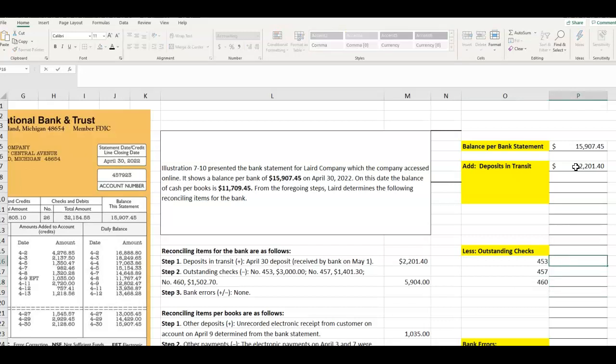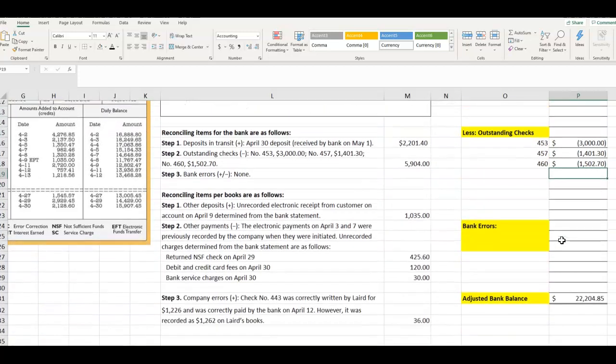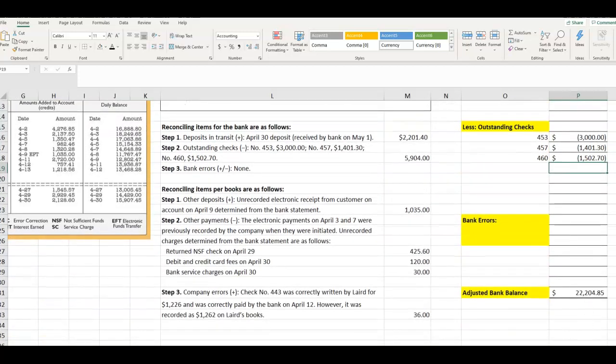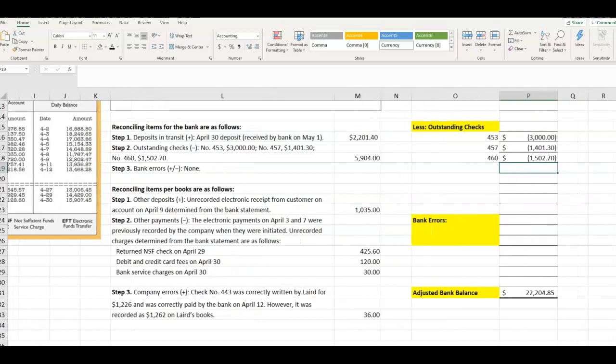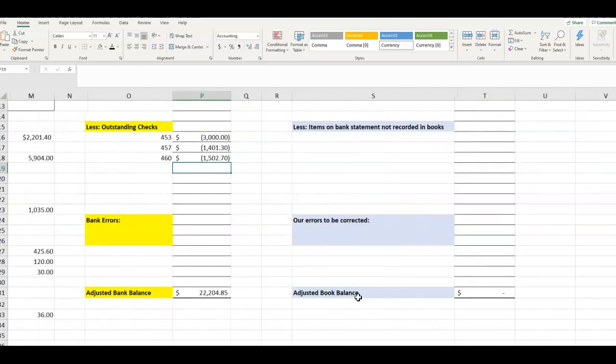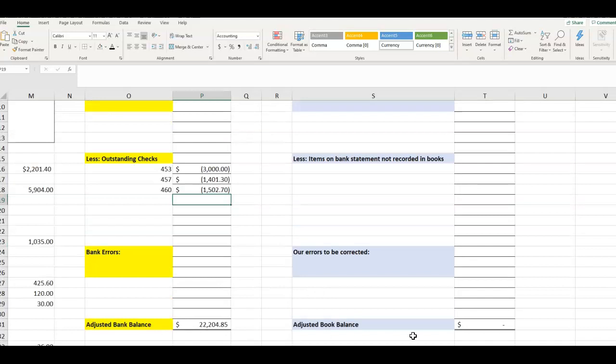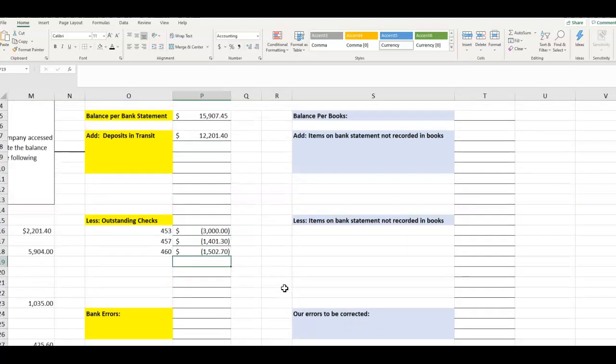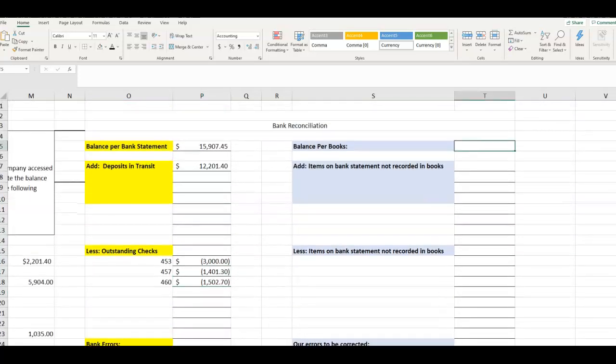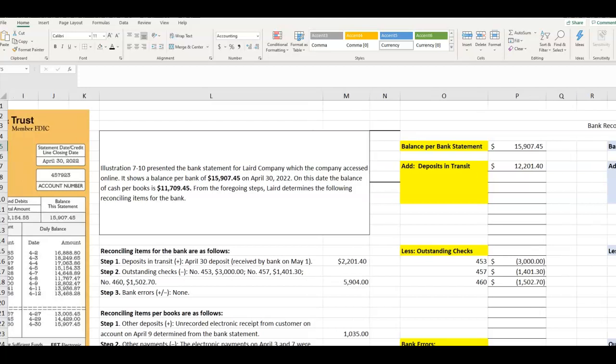These come off the bank's balance. The bank didn't make any errors, so their adjusted balance is $22,204.85. That should be the same as ours when we get down here. Our number should match theirs. If it doesn't, we need to start looking for a problem. So let's look at ours. The balance for the books is $11,709.45.